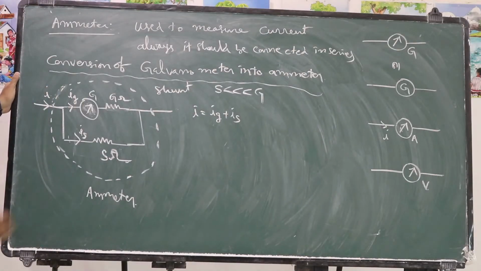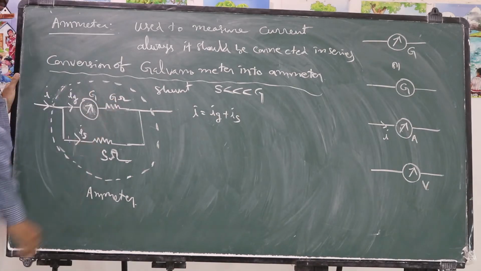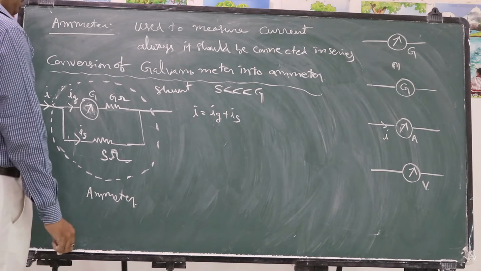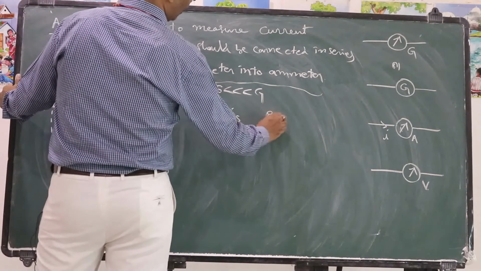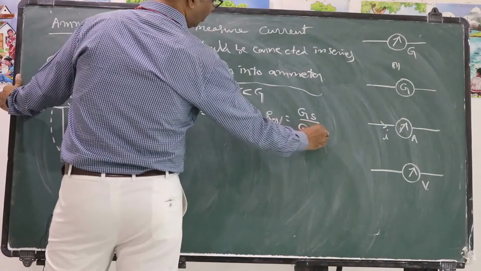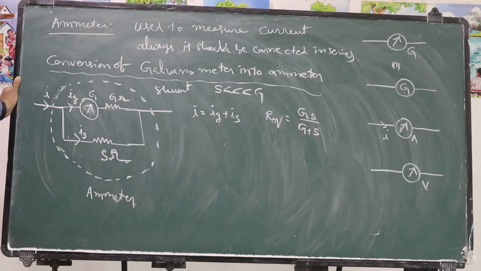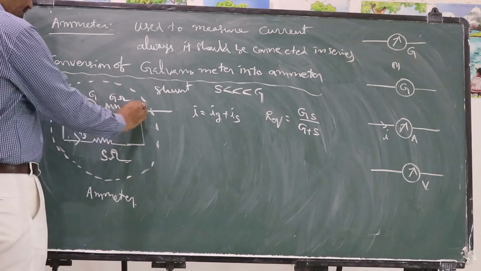Current which is to be measured is dividing itself into two parts. One part is going through galvanometer, another part is going through the shunt. So effective resistance is, as they are in parallel, equivalent resistance R equivalent is G into S by G plus S. How to calculate S value now? Let us see. In order to calculate S value, the potential difference across these 2 points must be equal to potential difference across these 2 points.